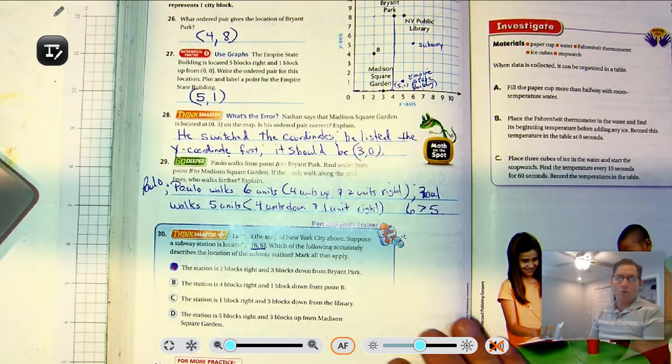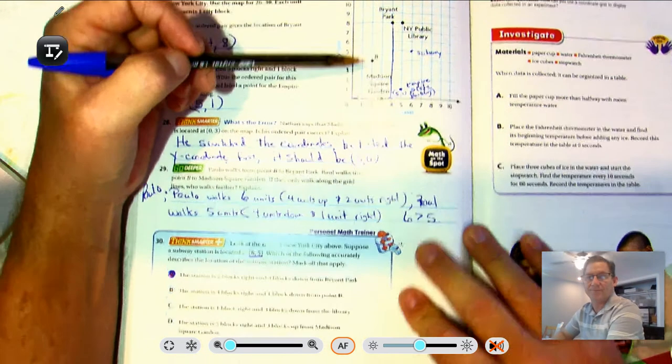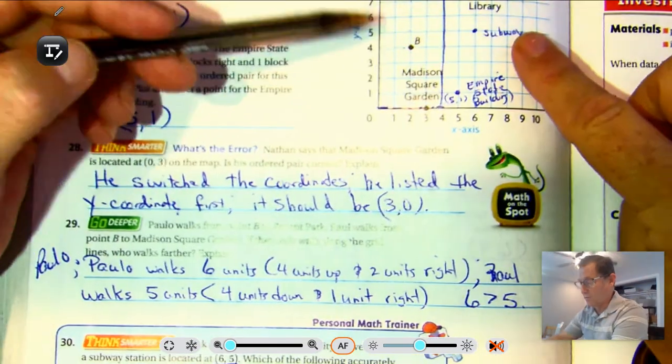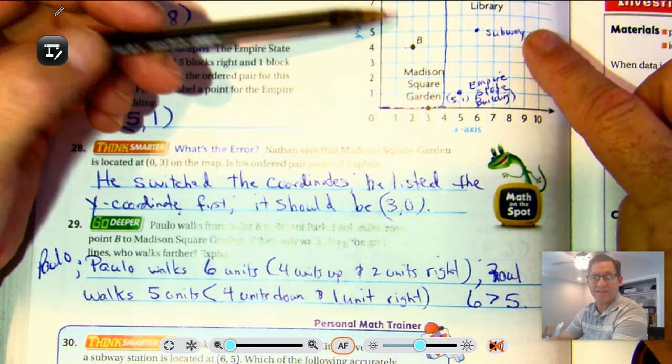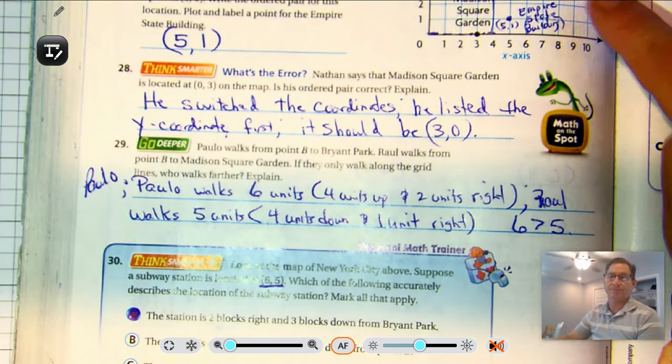The station is 4 blocks right and 1 block down from point B. Well, that doesn't make any sense because let's look at B. B is already below the subway. So the subway station is not below point B. So that doesn't make sense.